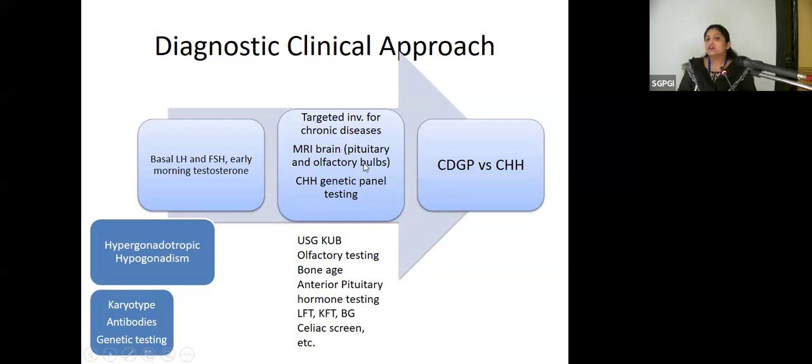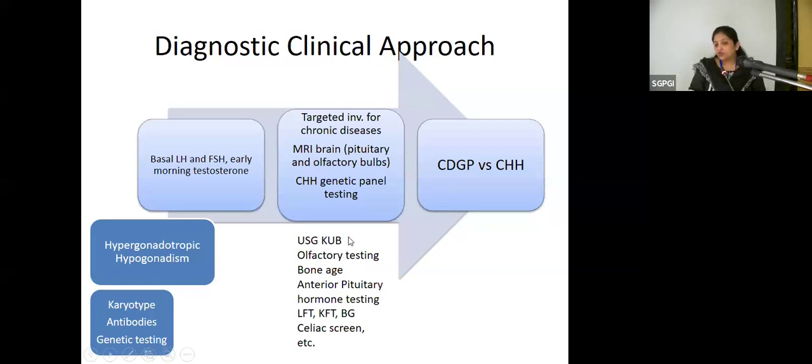examination is guiding us to any chronic disease, then targeted investigations have to be done to see which type of chronic disease the patient has, for which LFT, KFT, celiac screen. The anterior pituitary hormone testing will be needed for CHH as well as some causes of FHH like hypothyroidism. Other hormonal testing like looking for hypercortisolism, hyperprolactinemia need to be done. Bone age might not help us in differentiating between these entities.